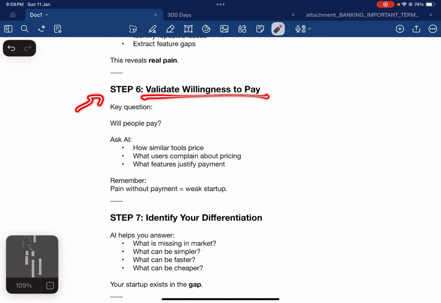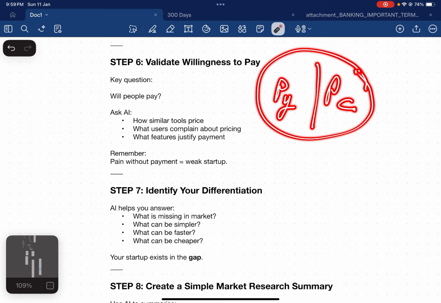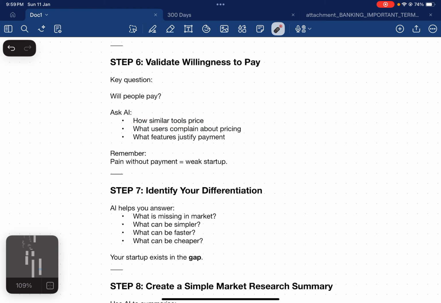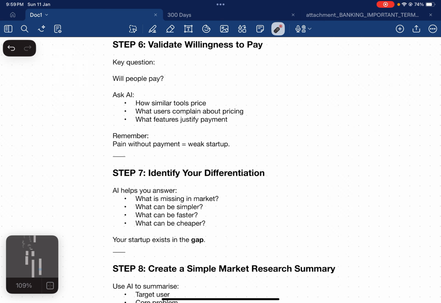Now step 6 is validate willingness to pay. Now the key question is, who will pay? So ask AI how similar tools price, your price and competitor price. You have to compare them actually. How your competitors are pricing, what users complain about regarding pricing, what features justify payment. So the actual features which get you the payment, you have to watch them and work accordingly.